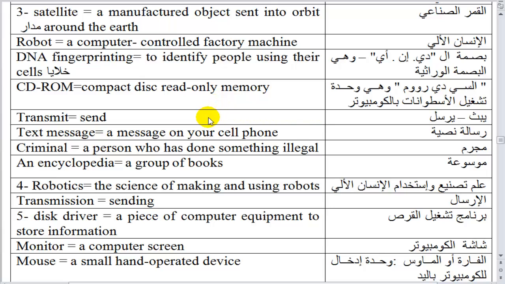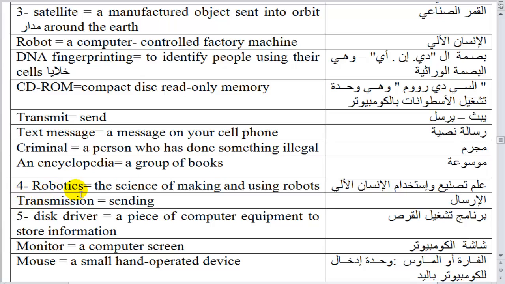Transmit. And also transmit. Send. Text message. A message on your cell phone. Criminal. Person who has done something illegal. An encyclopedia. A group of books.